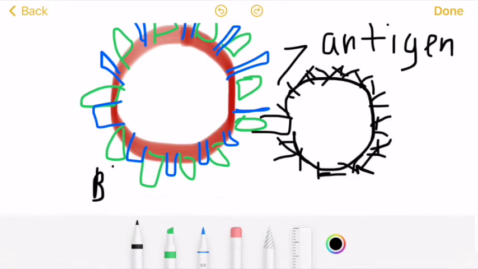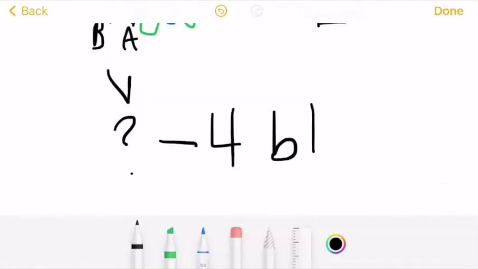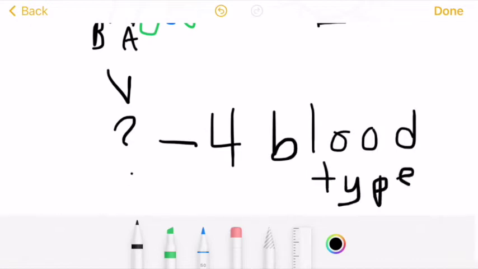In this picture, the red circle represents the red blood cell, the blue and green rectangles represent the B and A antigens, and the black circle with lines around it represents the white blood cell. A and B antigens are the two main types. They determine the 4 blood types.